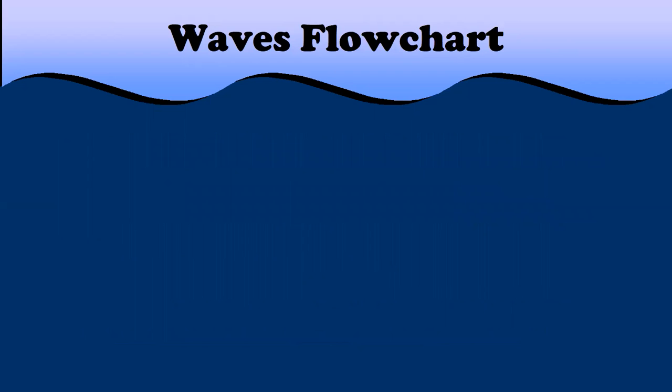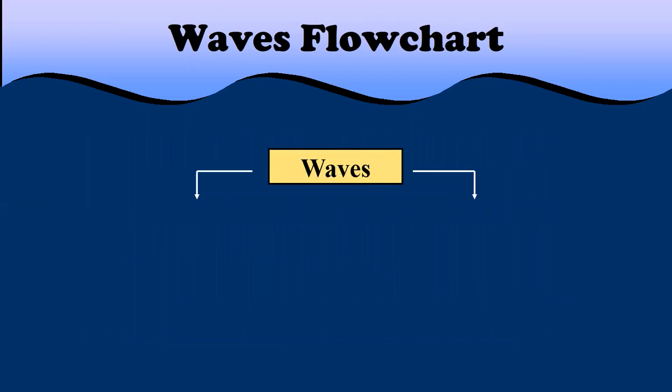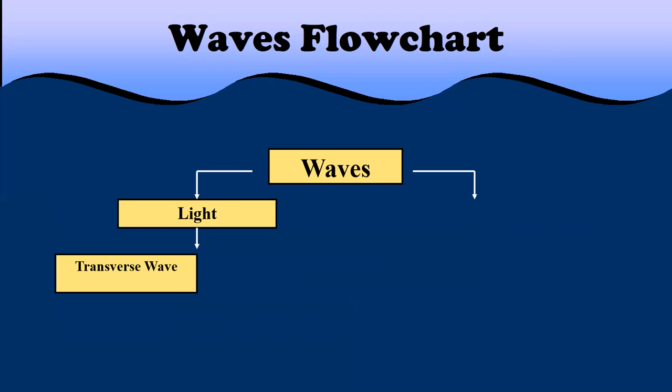Now, the first thing I want to show you is a waves flow chart. Okay, so the first part of our flow chart is at the very top: waves. And as you can see, there's two arrows coming off. There's two types of waves. The first wave we're going to look at are light waves. Now, light waves can be broken down into two forms. You have transverse waves and you have electromagnetic waves.